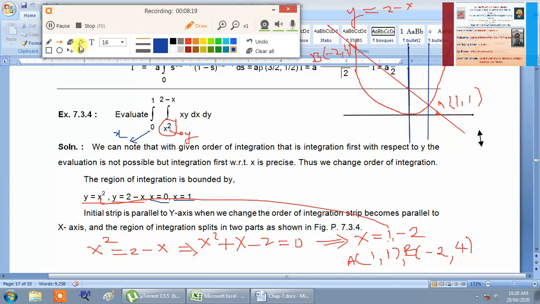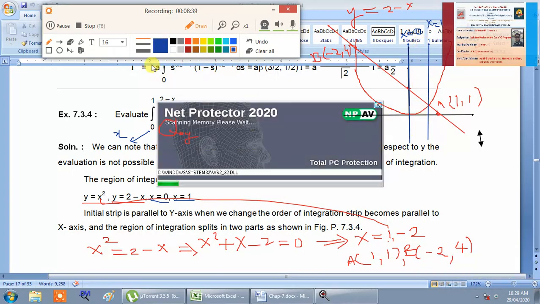So what we have? We have four curves: y equal to x square, y is equal to 2 minus x, x is equal to 0, and x is equal to 1. Note that your region of integration will be in between two blue lines. So the possibilities regarding the region of integration will be like this.